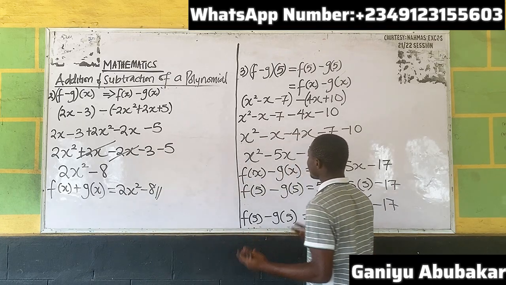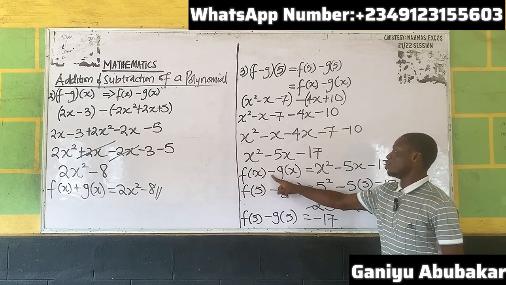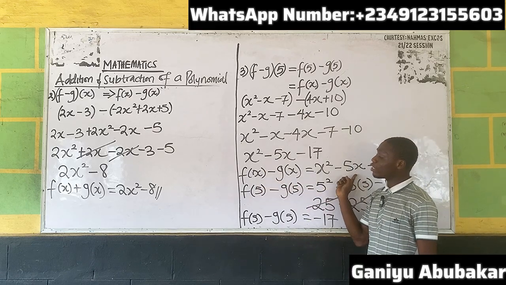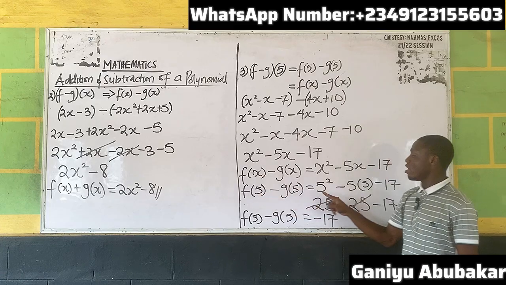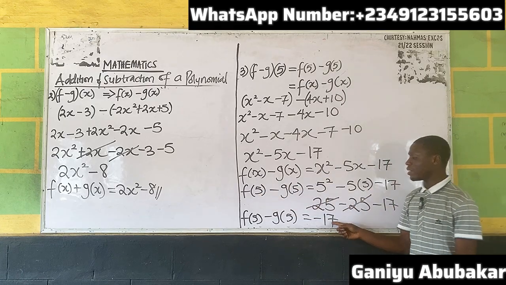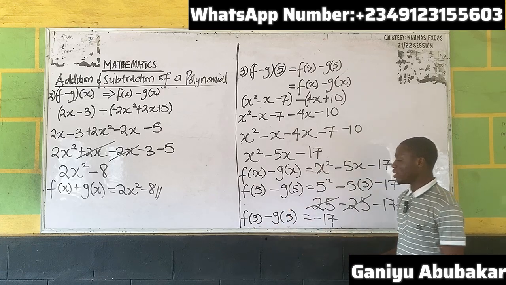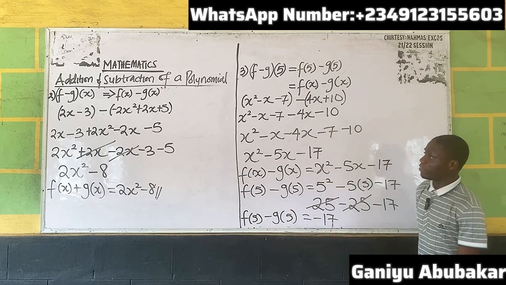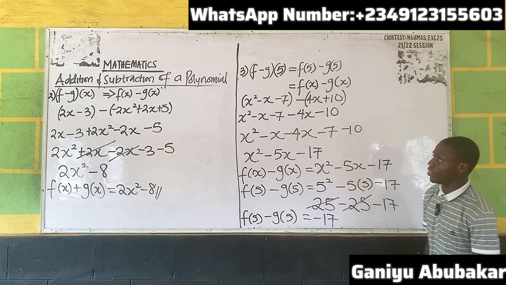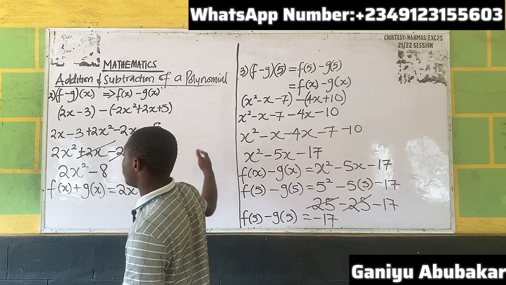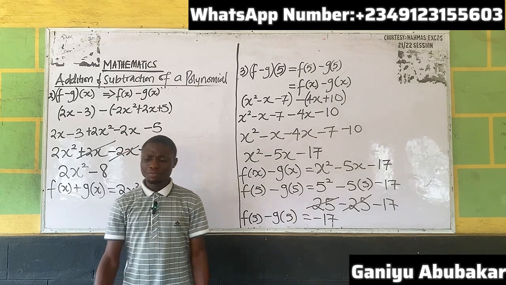So the answer for f of x minus g of x is this. But we're asked to place x as 5. Whenever I see x, I put 5, and then after solving, I have this. So it means that f of 5 minus g of 5 is of course negative 17 from this question here. So that is a solved problem under addition and subtraction of polynomials.